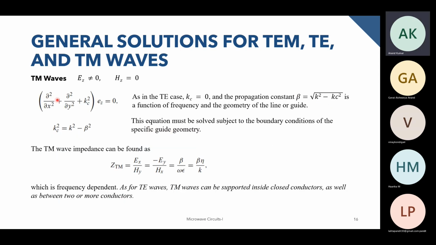Once we have this equation, we again will need the knowledge of the boundary conditions for the geometry, and then we can solve these equations to get the unknowns. And once we have the unknowns, that is the electric field and the magnetic field, we can find out the wave impedance. So that's what all these modes, TEM, TM, and TE, were about.